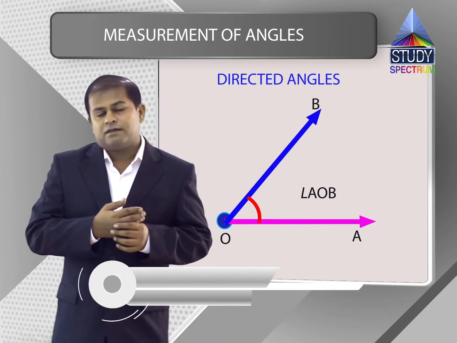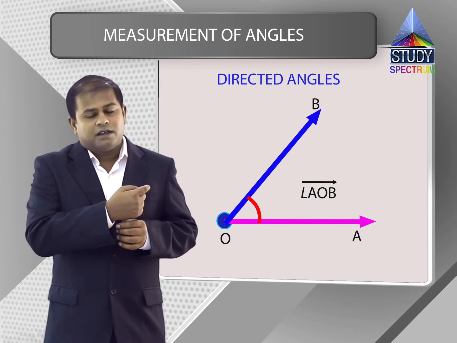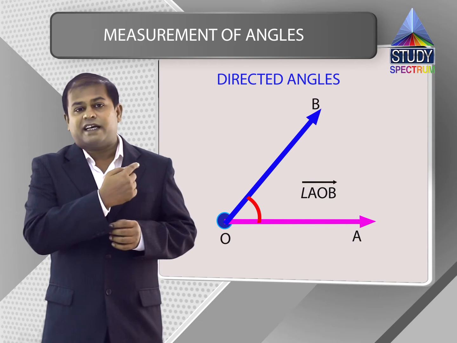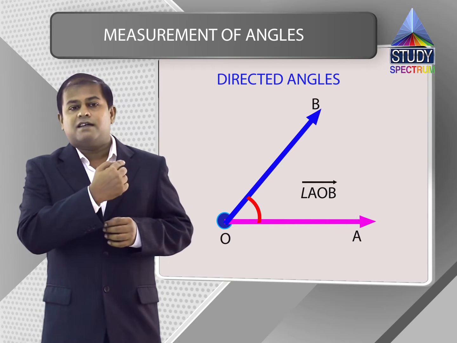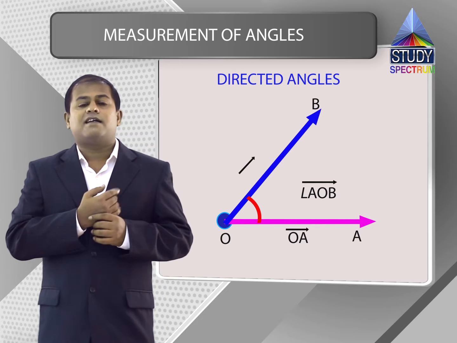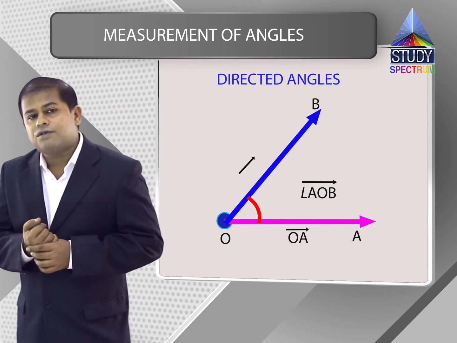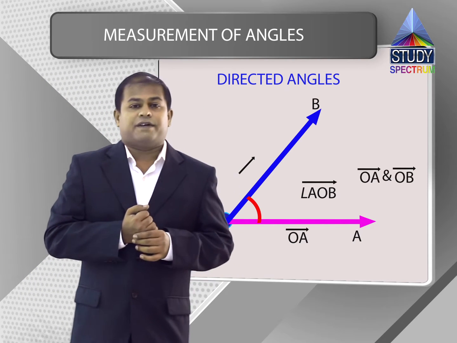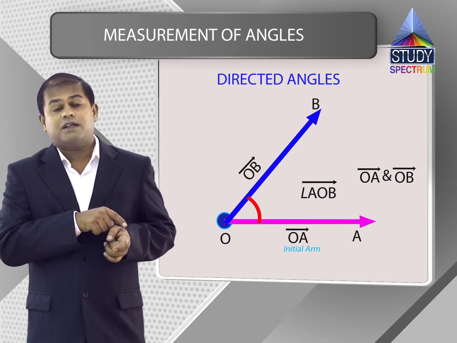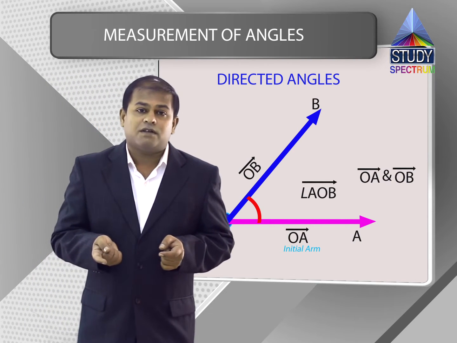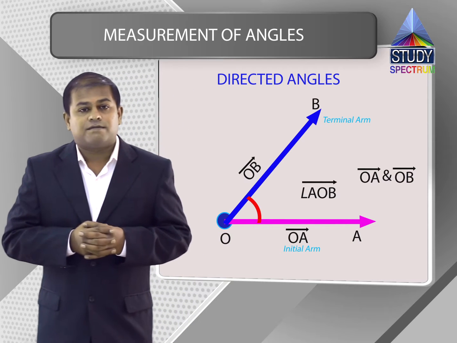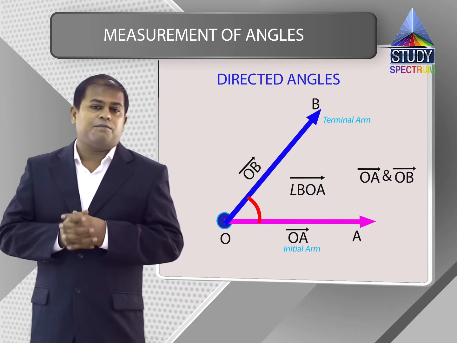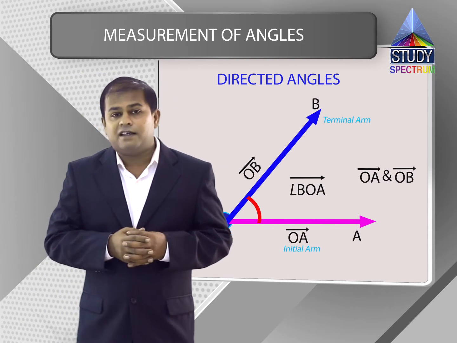How to name them? There's a slight difference in naming. Directed angle AOB is shown with the sign of angle and an arrow on it. There's another notation also: we can show it as the ordered pair of vector OA and vector OB. Vector OA represents the initial arm, and vector OB represents the terminal arm of the angle. Now let's see how directed angle BOA is different from directed angle AOB.